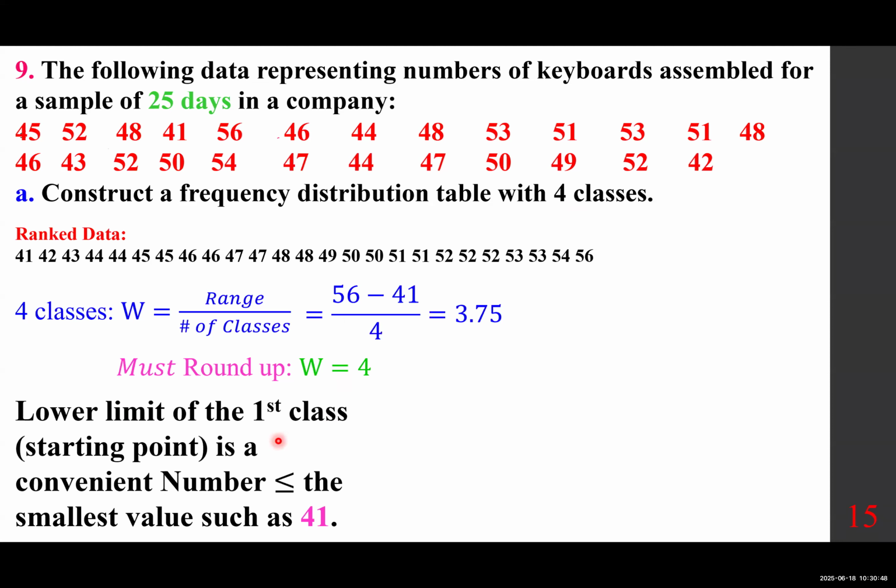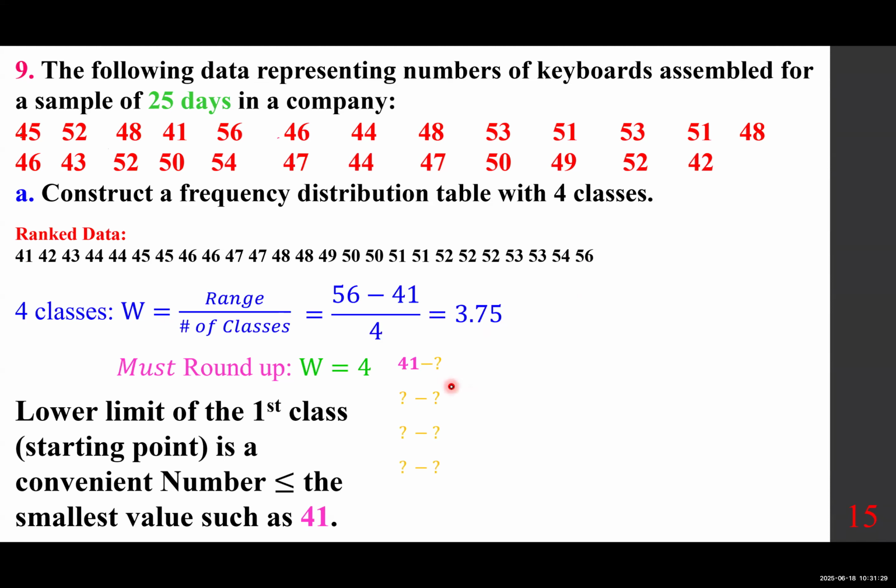Lower limit of the first class, or starting point, is a convenient number less than or equal to the smallest value, such as 41. So if you look at this one, you can get 41 or any number less than that, but you have to be logical in the following manner. If you start, let's say, with 30, that's way too small. You will not get to the last number when you work it out. Even if you start with 40, you may or may not get to that. That's why you want to be careful. So I'm going to start with 41, but probably 40 works, and I highly recommend for everybody to try it.